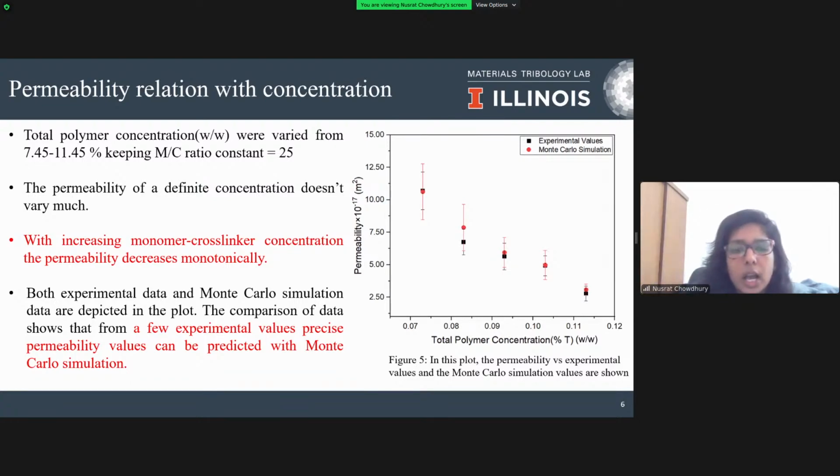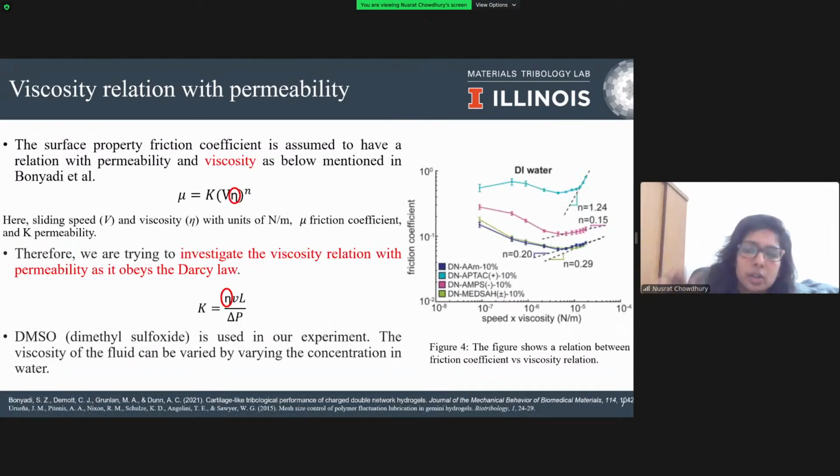Moving on to the viscosity relationship with permeability. One of the papers from our lab found that the surface property, friction coefficient, has a relationship with permeability and viscosity. In the relationship, you can see the friction coefficient relates to permeability and viscosity. This graph is from the paper.